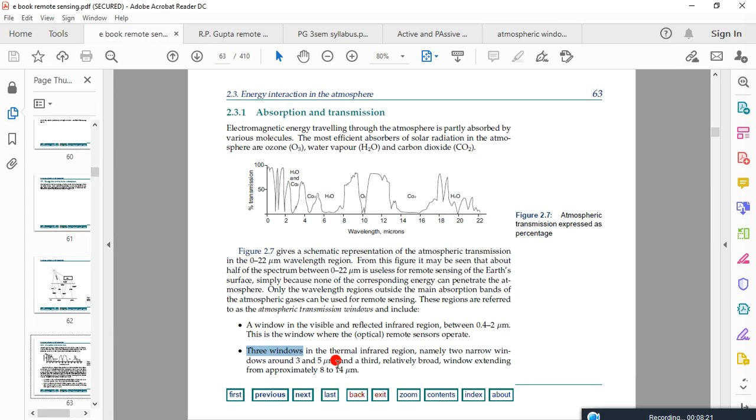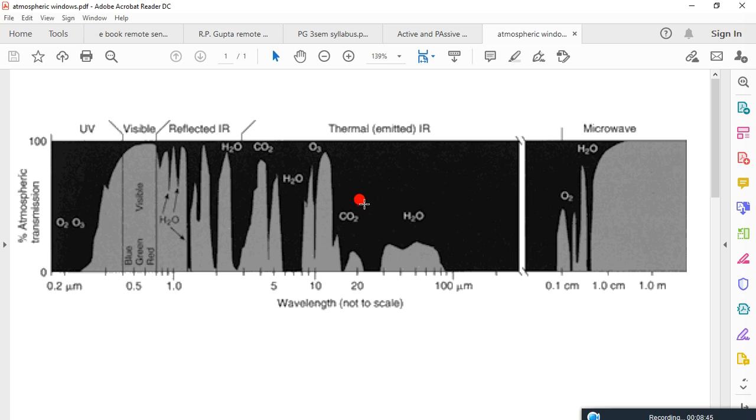Two narrow windows around 3 and 5, and a third relatively broad window extending from 8 to 14 micrometer, as I earlier said about the 8 to 14 micrometer. So we have three windows in the thermal infrared region. The first one is at 3, second one is at 5, and the third one is from 8 to 14. So the first one is somewhere here at 3, and then at 5, these are the windows, right? And then the third one is at around 8 to 14.